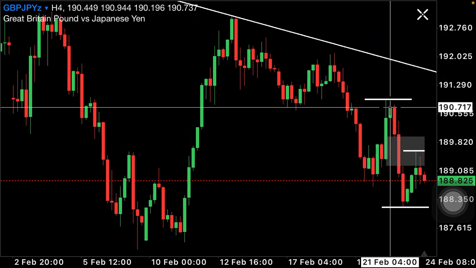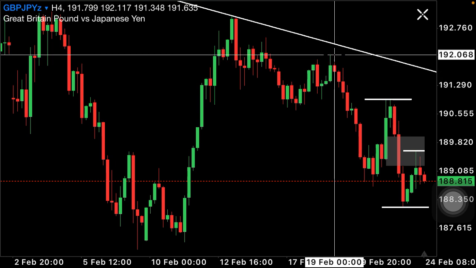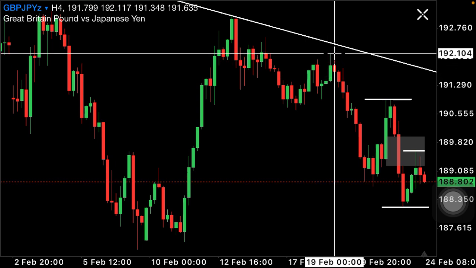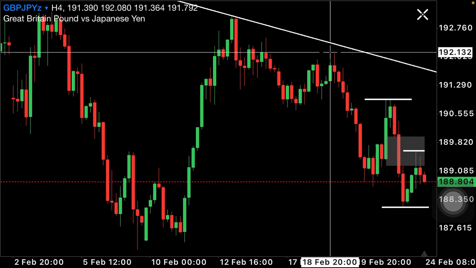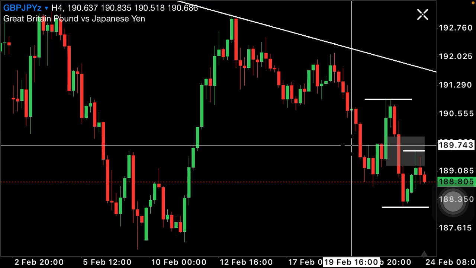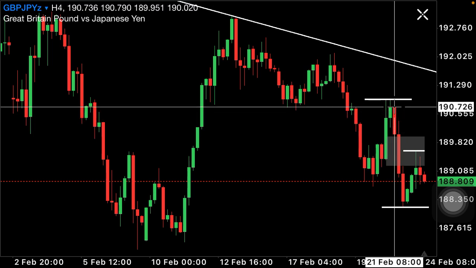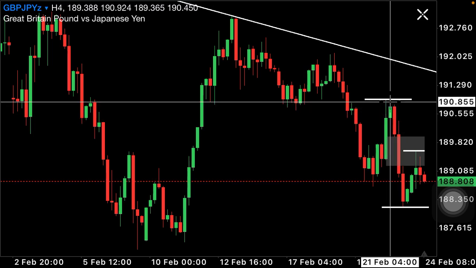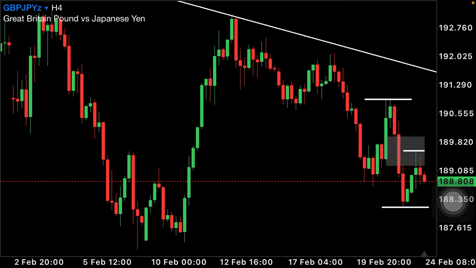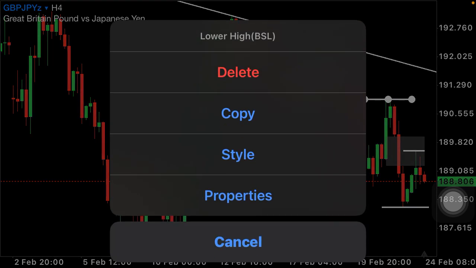I got this side. This point here is my lower high, buy side liquidity. Lower high, sell side liquidity, lower low, swing high, buy side liquidity, which is what I call this. We should check this small trend and look at the lower high, buy side liquidity.